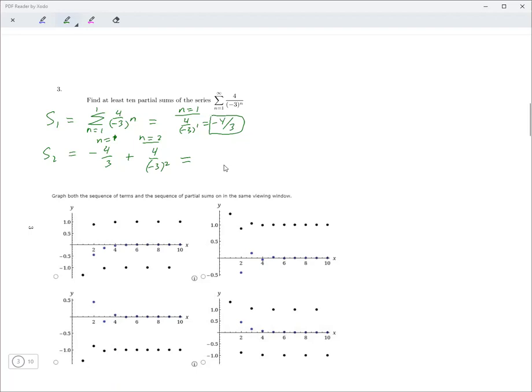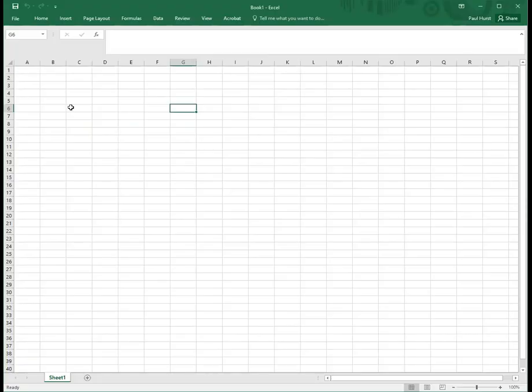So remember this is 4 over -3 to the n. What I'm going to do is open up Excel. Okay, I'll switch over to Excel in a second once I get it open. Okay, so I have Excel. Okay, hold on. Let me switch it over. Okay, so here I have Excel.